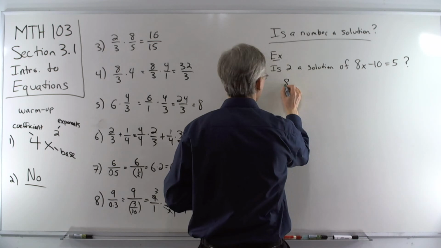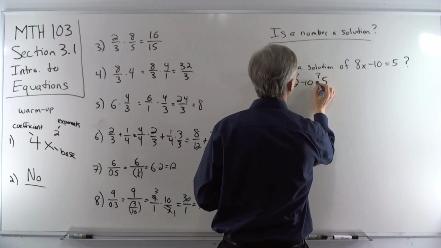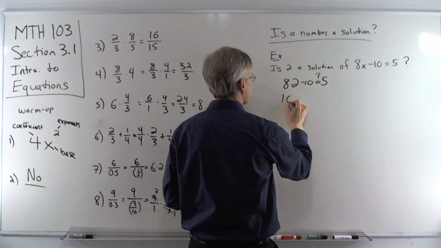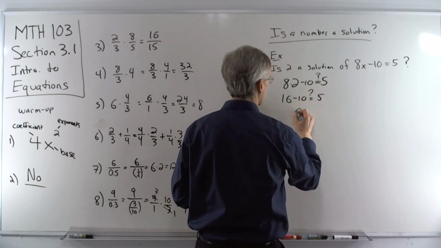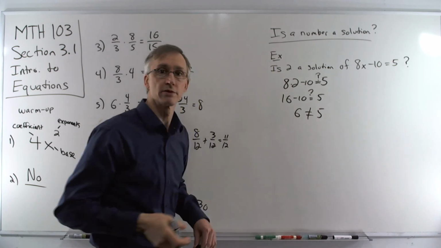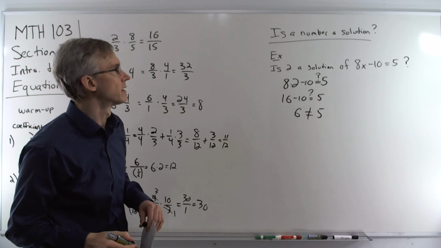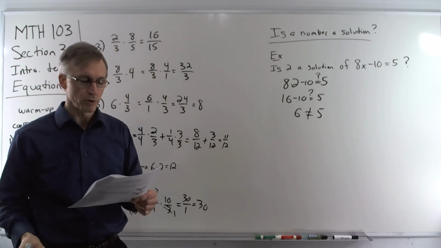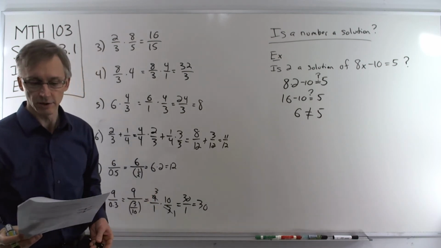So we got 8 times 2 minus 10 equals 5. Not really sure if that's true, so I'm going to put a question mark over the equal sign. And we got 16 minus 10 equals 5. Maybe. But then we get 6 on the left and 5 on the right. So those two numbers are not equal to each other. So 2 is not a solution to 8x minus 10 equals 5. Try it out. Your turn number 1. We're going to determine whether the following equations have the given numbers as solutions.